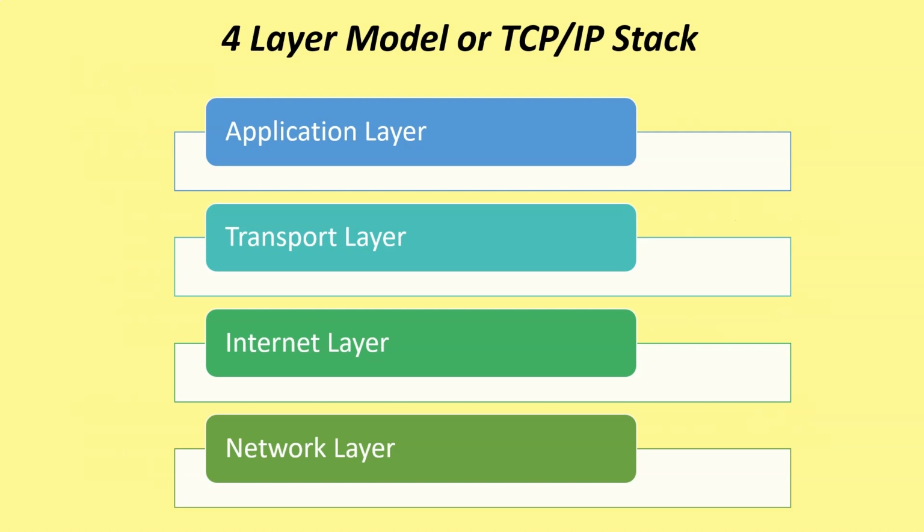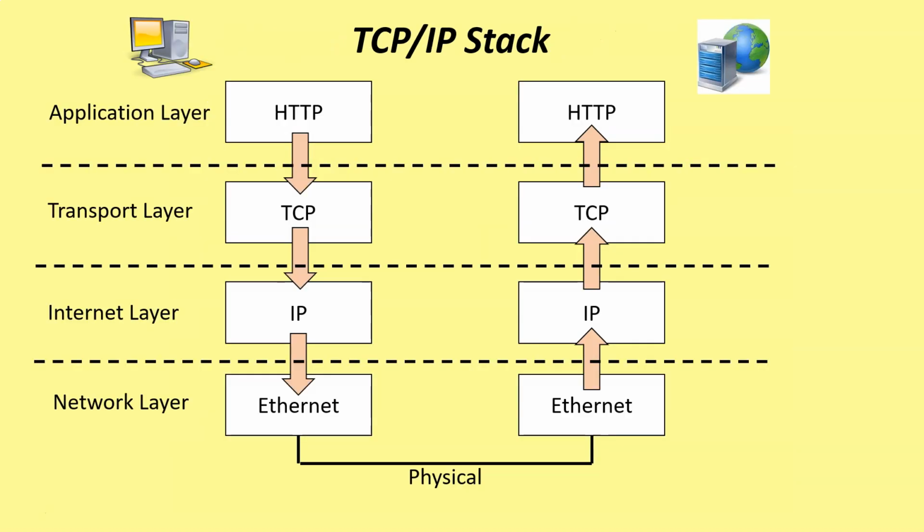So the model we're going to be mostly concerned with is what we call the 4-layer model, or the TCP/IP stack. And this is 4 sets of related tasks that need to be done. We've got the application layer, the transport layer, the internet layer, and the network layer. So we go a little bit deeper here. We can see that we use different protocols at each layer. The layer is a set of jobs that need to be done. It's a concept. The protocols are actually what's happening.